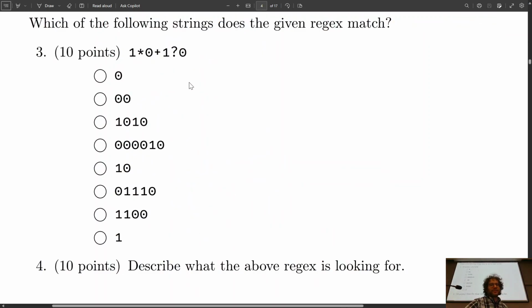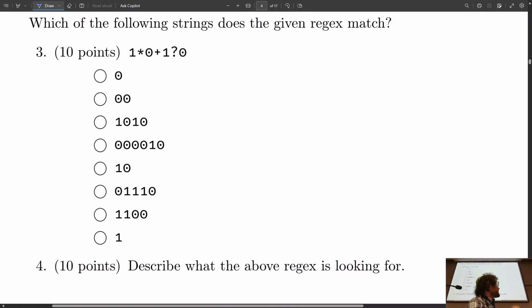Which of the following strings does the given regular expression match? So this is a select one of many kind of things. So this is 1 star 0 plus 1 question mark 0.